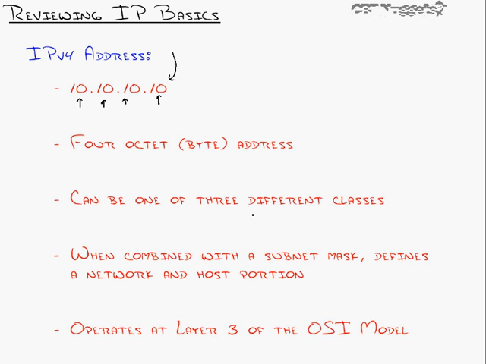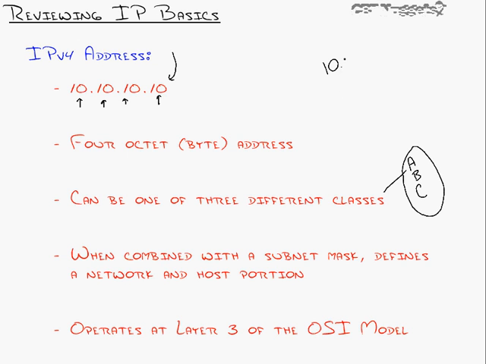Now, it can be one of any 3 different classes. There are 3 classes that are usable on our networks today, A, B, and C. There is a class D and E, but we don't use those in our networks. One is considered multicast addresses, and the other one is considered experimental addresses. So based on the address class that it belongs to, by default it will define a subnet mask, which divides that IP address into a network and host portion.